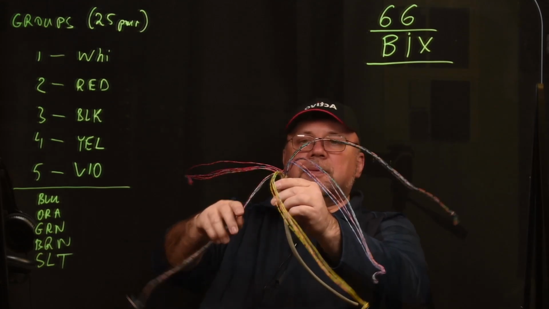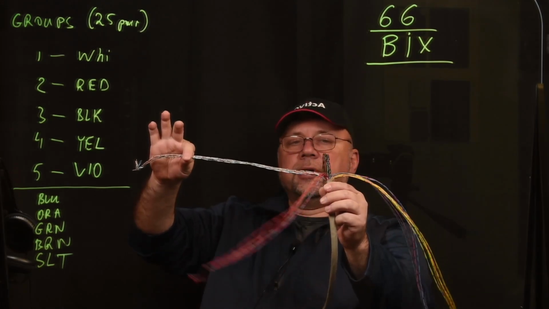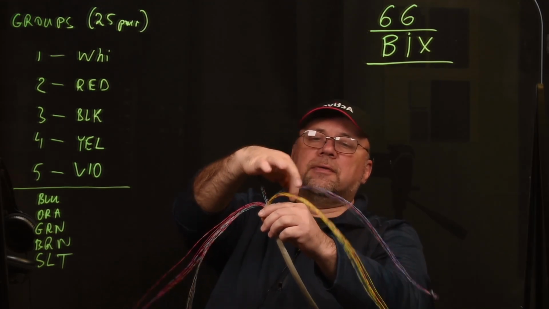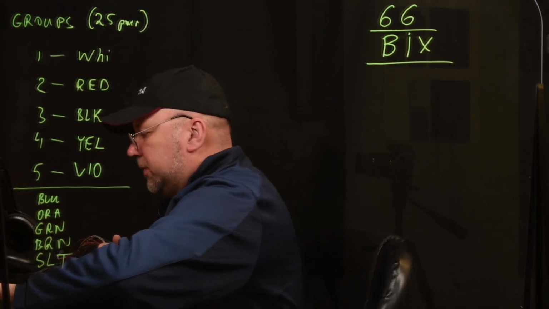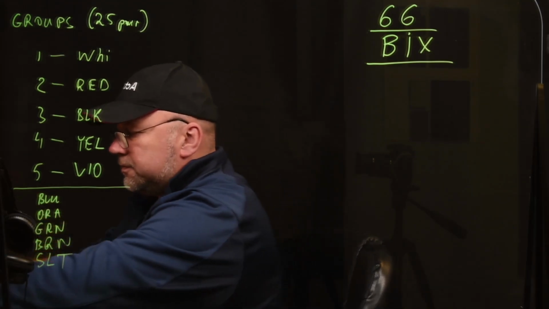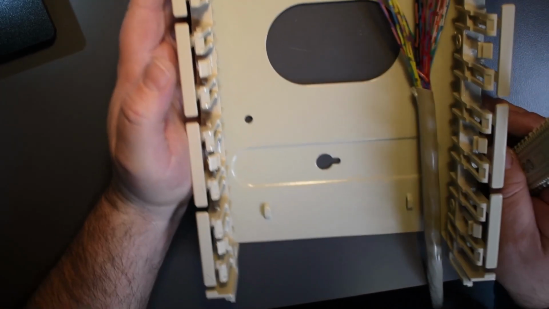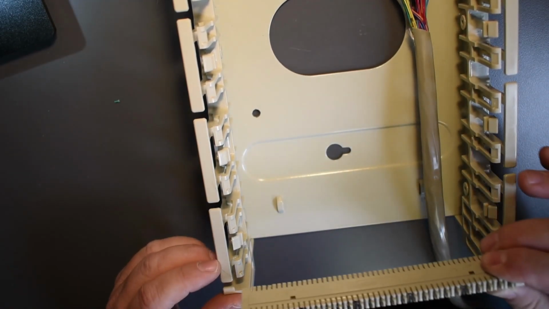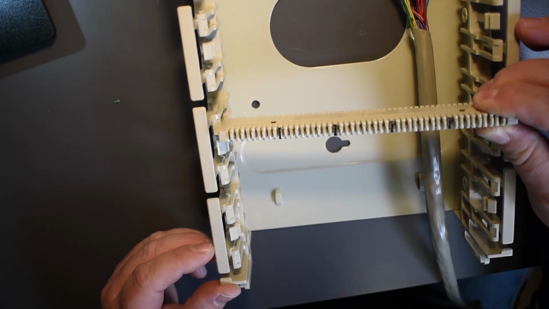Okay, so here's our white group, here's our red group, here's black, yellow, and violet. Okay, what are we going to do next? Well, we're going to mount this thing on the frame and terminate this thing. Okay. So here is what we're going to do. Let's see, let's choose one comfortable position on this frame. So let's just say we're going to go 1, 2, 3, 4th position from the bottom.